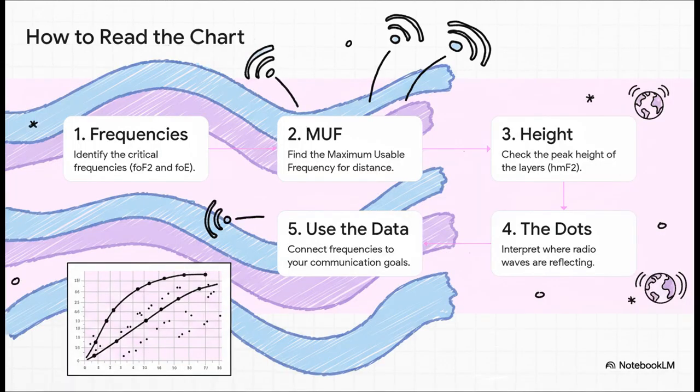Reading this thing is actually a pretty straightforward 5-step deal. 1, you find those critical frequencies, like foF2, to see what's happening overhead. 2, you find the MUF, because that tells you your ceiling for long-distance chats. 3, you check the height of the F2 layer. Generally, the higher it is, the further your signal can hop. 4, you just look at the pattern of the dots themselves. And finally, 5, you put all that data together to pick the best frequency for what you want to do.